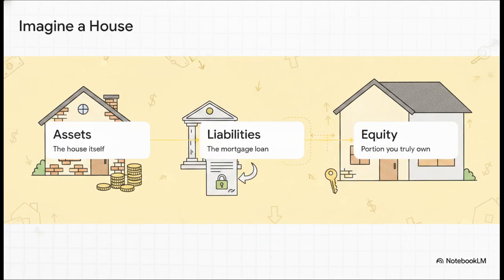To make this super clear, imagine you're buying a house. Step 1, the physical house itself, the bricks and the roof, that is your asset. Step 2, that massive mortgage loan you got from the bank to buy it? Yep, that's your liability. Step 3, the portion of that house's value that you actually truly own, so the amount you've paid off, plus any appreciation, that is your equity. The SFP literally just takes this exact same logic and applies it to a whole company's operations.